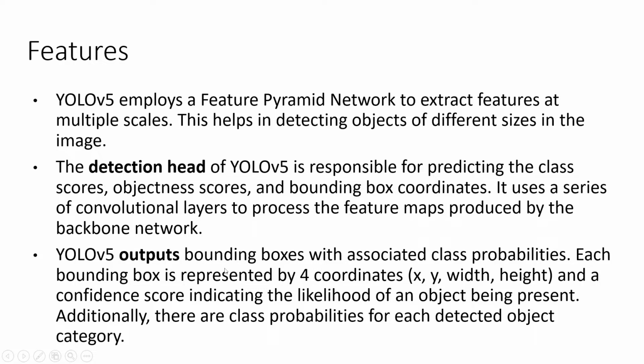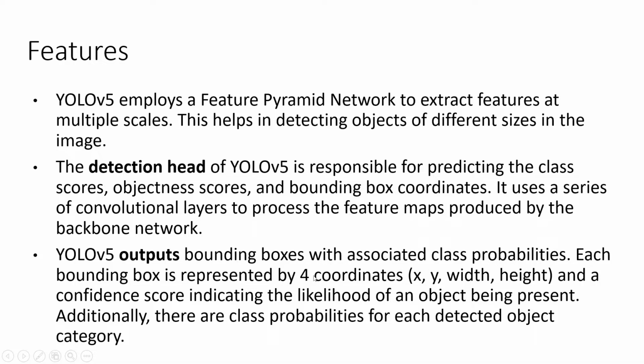You already have output bounding boxes with associated class probabilities. Each bounding box is represented by four coordinates: x, y, width, height, and a confidence score indicating the likelihood of an object being present. Additionally, there is a class probability for each detected object. So here this is just what type of format is used for what type of output, the output format associated with the class probability.